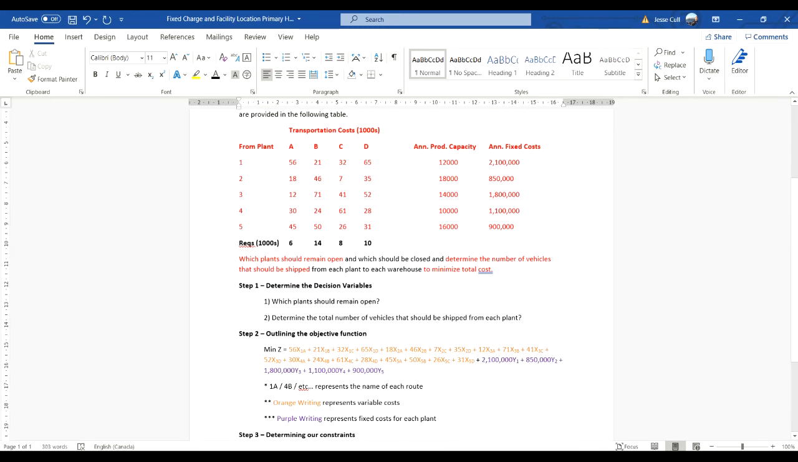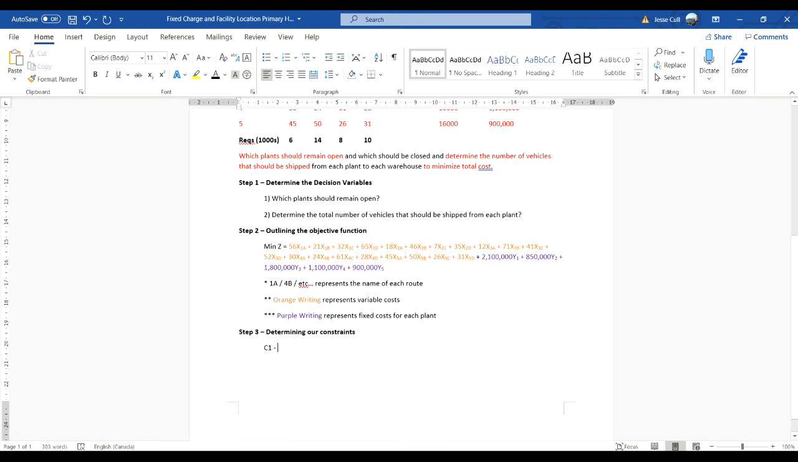And the way we do that is adding together the shipments from plant 1 to A, 2 to A, 3 to A, 4 to A, and 5 to A. So down here we make it x1a plus x2a plus x3a plus x4a plus x5a is equal to 6,000.